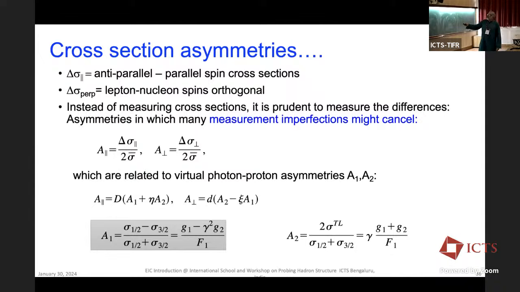For the lepton-nucleon cross section, instead of measuring cross sections, it's prudent to make measurements of the differences. Asymmetries of many measurements might cancel, and you can get double longitudinal spin asymmetries where this is the difference and this is the average of the two, okay? And this is a similar thing for transverse spins. You take one of them to be transverse and you move the spin this way versus that way. And then you can start calculating things for the asymmetries and you get a simple formula that looks like this.